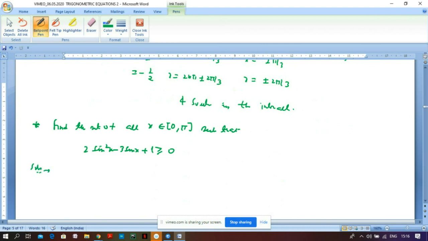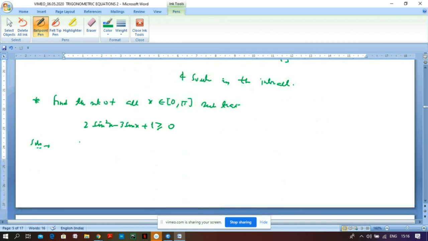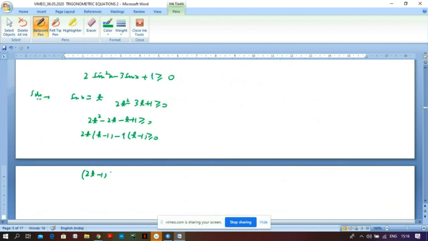Now, for this, first we will separate it. So it is quadratic in sine x. Let sine x equal to t. You will get 2t square minus 3t plus 1 greater than or equal to 0. I can factorize: t equal to 1 is a root. So 2t square minus 2t minus t plus 1 greater than or equal to 0. It is 2t(t minus 1) minus 1(t minus 1). So you will get (2t minus 1)(t minus 1) greater than or equal to 0. So that will give you that the roots are 1 over 2 and 1. So you will find that it is this way or this way. So t less than or equal to 1 over 2 or t greater than or equal to 1.